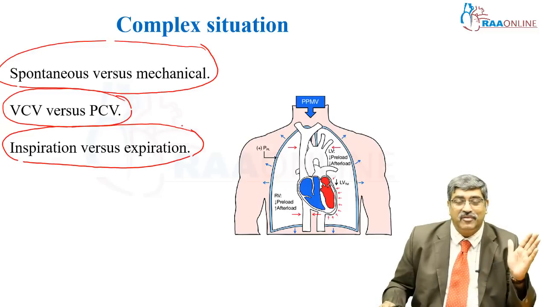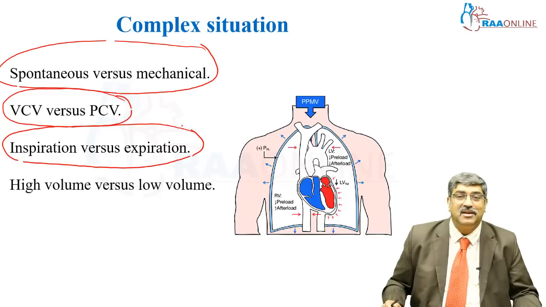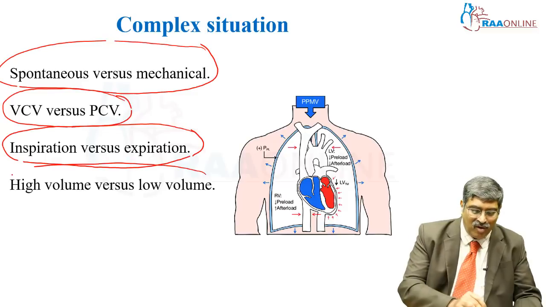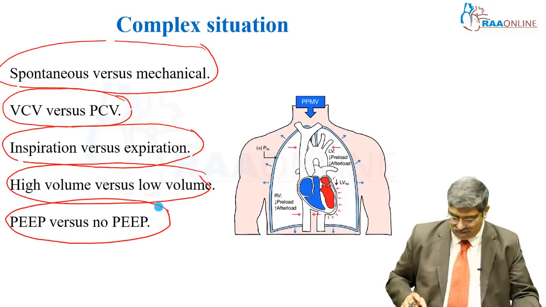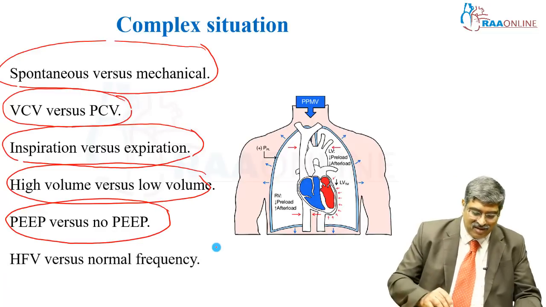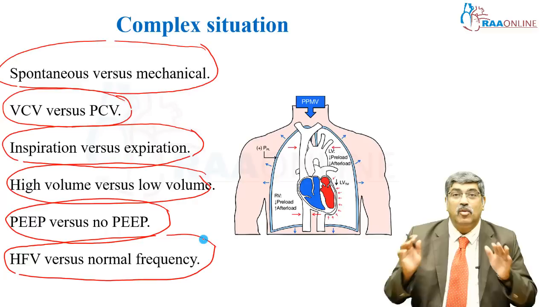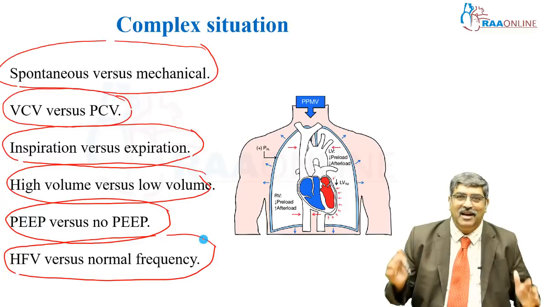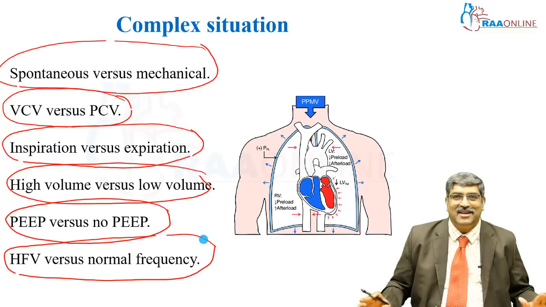What happens to the right ventricle during inspiration and what happens during expiration? Whether you are delivering high tidal volume or low tidal volume, whether PEEP is present or not present. Finally, the frequency, whether it is a high frequency or normal frequency. So many variables you have to take in mechanical ventilation while dealing with a right ventricle. So dealing with the right ventricle is not easy. It is a complex situation.